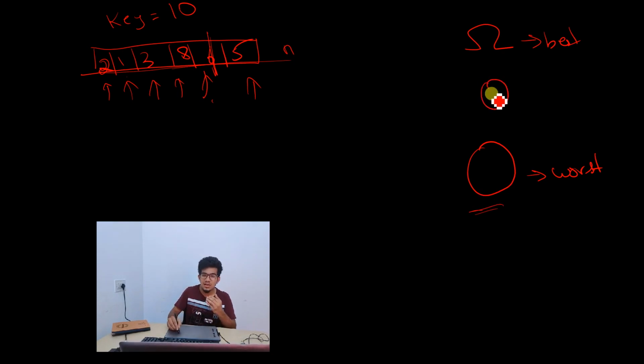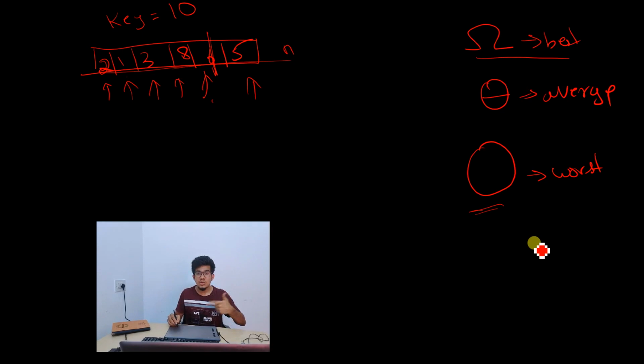And there is something called theta, where it is the average case between the best and worst. How do you find average? Best plus worst by 2, something like that. So I hope you have understood, at least, what is best, what is average, and what is the worst.